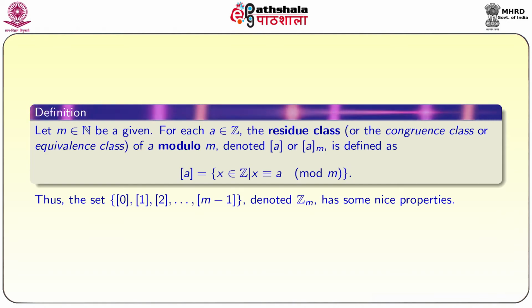Now, we will see a few applications of congruences. Before that, we will define one definition. Let m belongs to N be given. For each a belongs to Z, the residue class or congruence class or equivalence class of a modulo m, denoted as within brackets a or [a]_m, is defined as [a] equal to the set of x belongs to Z such that x is congruent to a mod m. This is the set of all integers which are congruent to a modulo m.